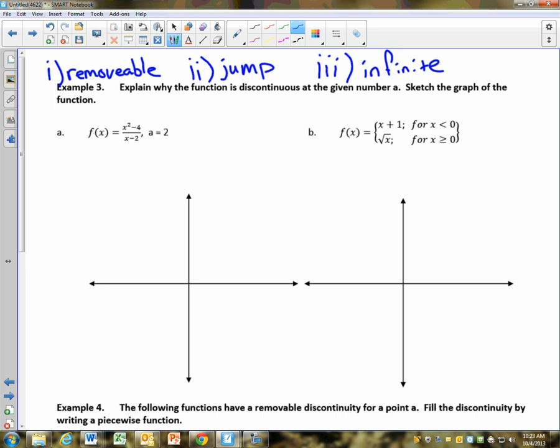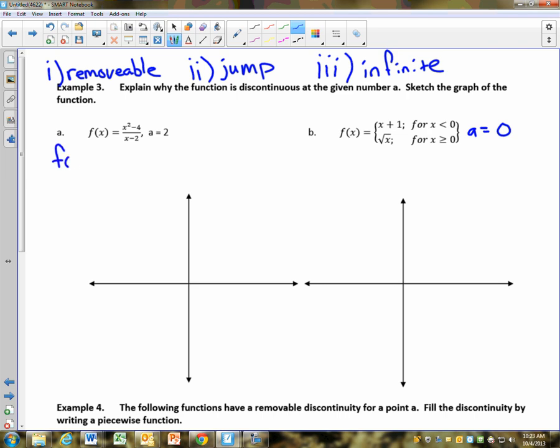The last one I think will be obvious to you, but we're just going to finish off this page and you have your assignment. It says explain why the function is discontinuous at the given number a. Here I didn't define a, so we'll say a is equal to 0 over here. And it says sketch the graph of the function. Sometimes what you could do, do you know what x squared minus 4 over x minus 2 looks like? Yep, it's trying to look like x plus 2.